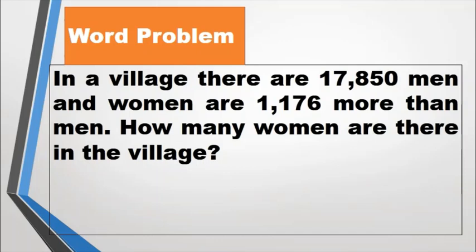Now, what is the information given here, children? Number of men is given. Did they give number of women? No, we have to find out that. How to find out? Here, what is the second information given? It is number of women more than men is given. So let us solve the sum.